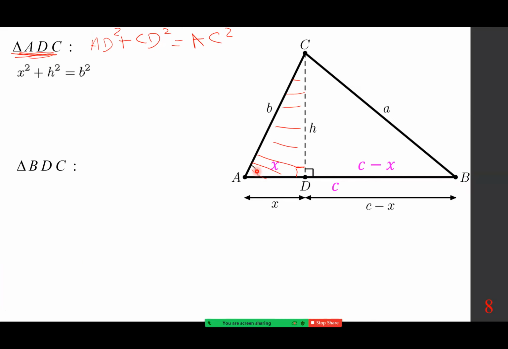Also, if you look at this angle, cosine is the adjacent AD, or X, over the hypotenuse AC, or B. And therefore, we can do the cross product: X becomes B times cosine A. I can make up a fraction with denominator 1.